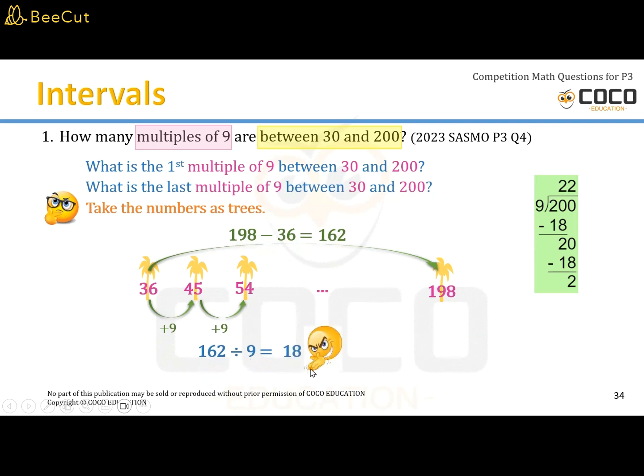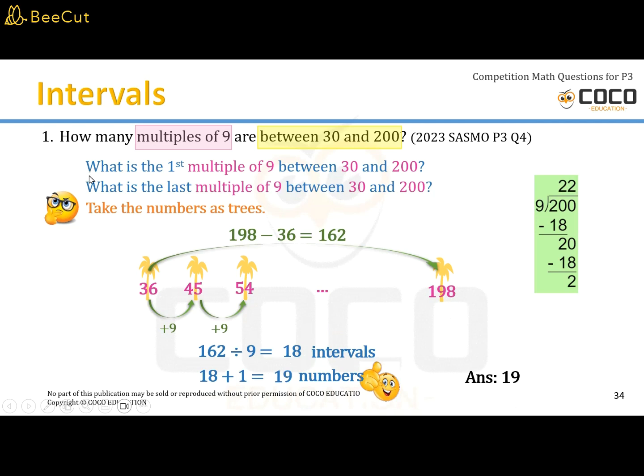But is it a final answer? No, because after division, actually you are finding how many intervals are there. In order to find how many trees are there, you have to plus 1. So 18 plus 1 equal 19. There are 19 trees. Of course, in this question, we are not finding the trees, but the numbers. So that's the answer, 19. There are 19 multiples of 9.